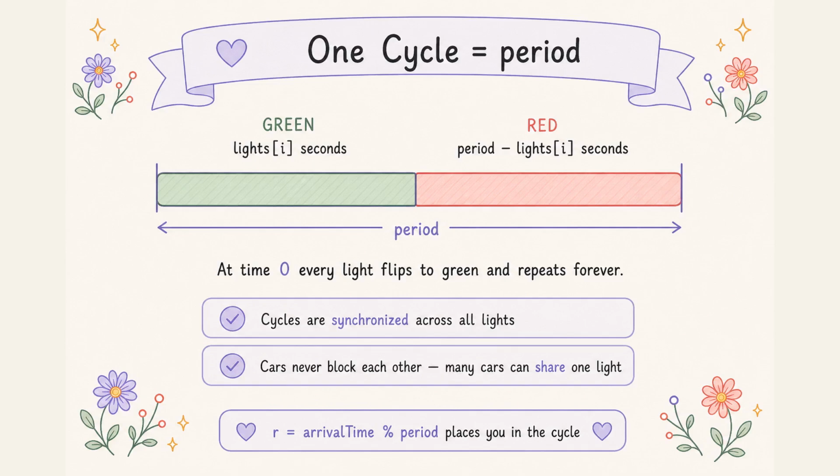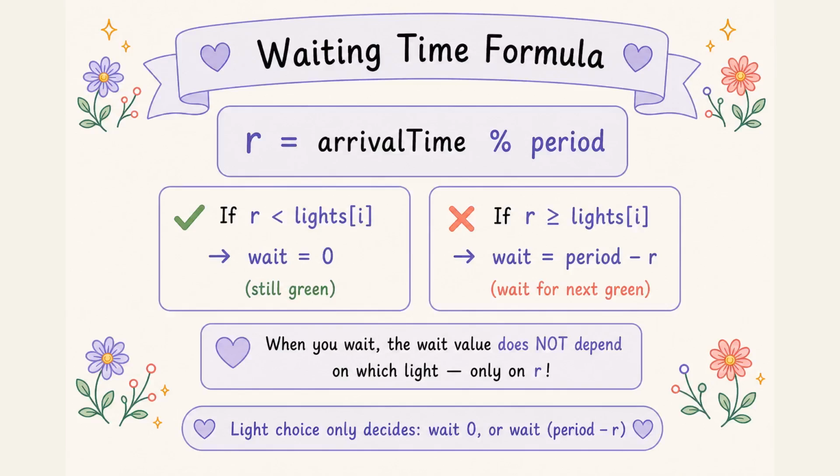To place a car inside the cycle, compute R equals arrival time modulo period. That remainder tells you where the car lands in the repeating green-red pattern. Here is the waiting rule. For a car with remainder R assigned to light i, if R is less than lights[i], the light is still green, so wait is 0.